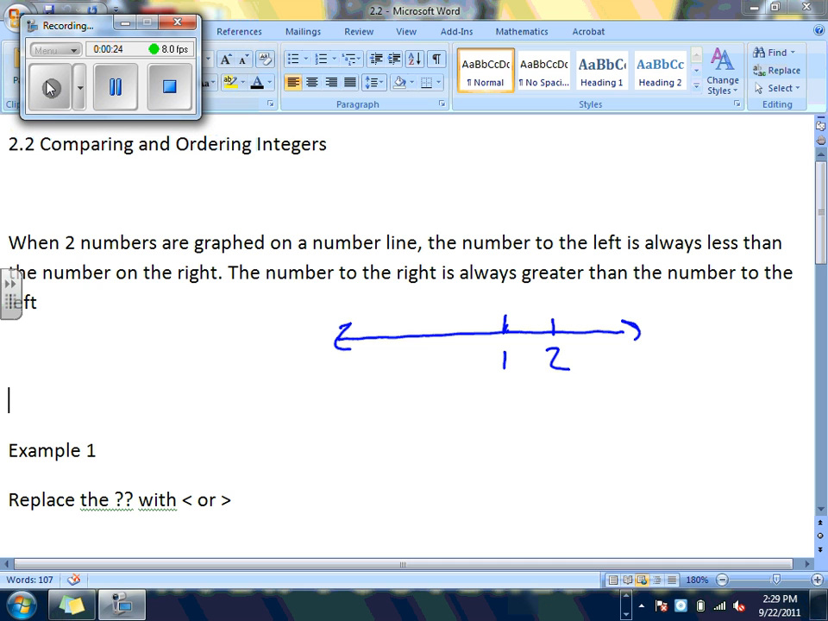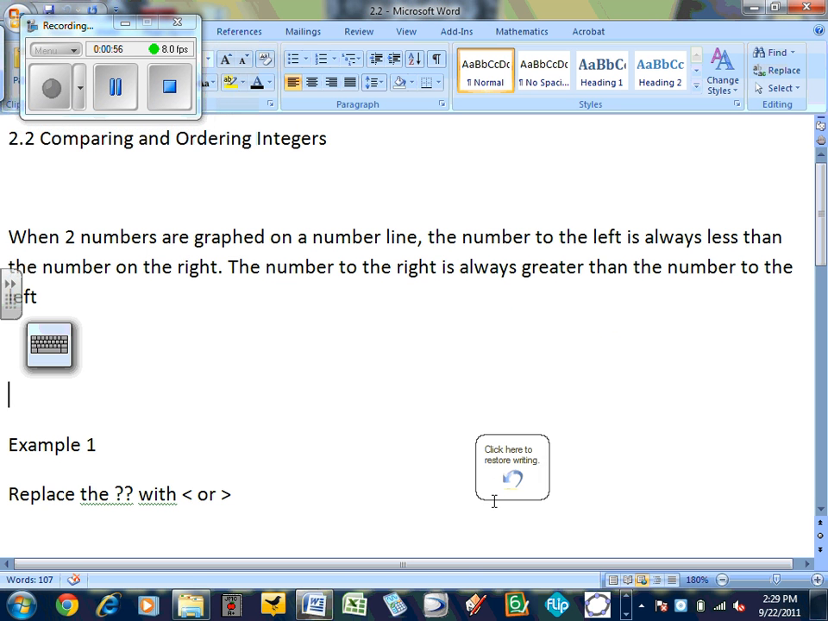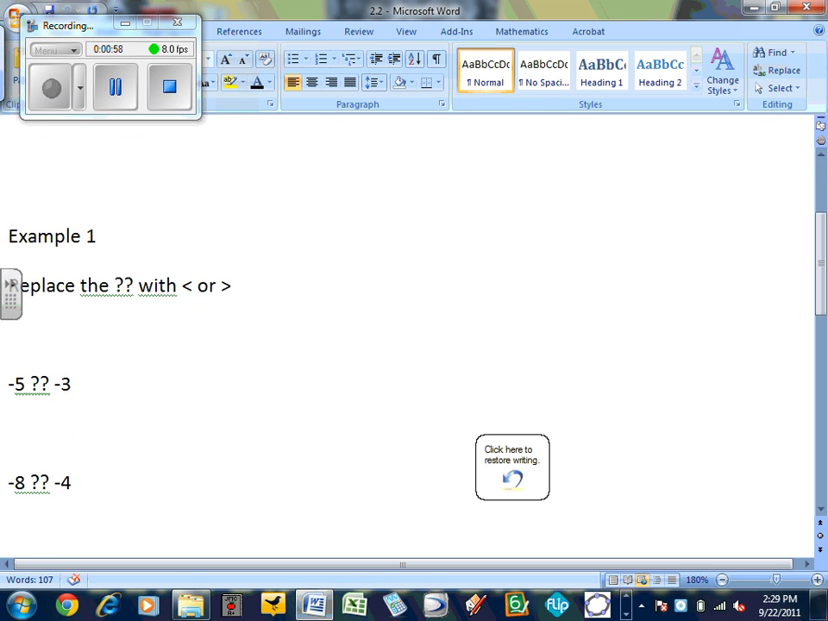1 is less than 2. 1 is left of 2, so it's less than, and it decreases as it goes to the left. The values get smaller and smaller as it goes to the left. In the same way, the number to the right is always greater than the number to the left. So obviously 1 is to the right of 0, it's bigger than 0. 2 is to the right of 1, it's bigger than 1. As the graph moves to the right, the numbers get bigger. As it moves to the left, the numbers get smaller and smaller, all the way to negative infinity. Okay? So here we go.